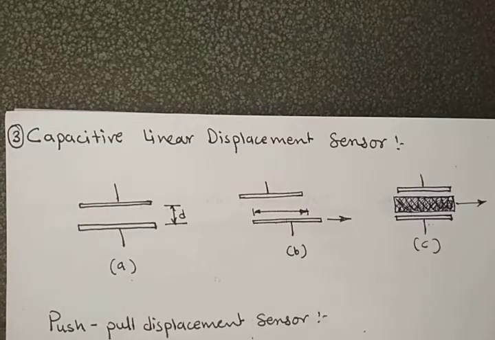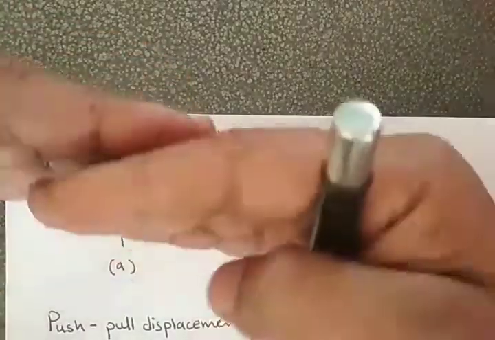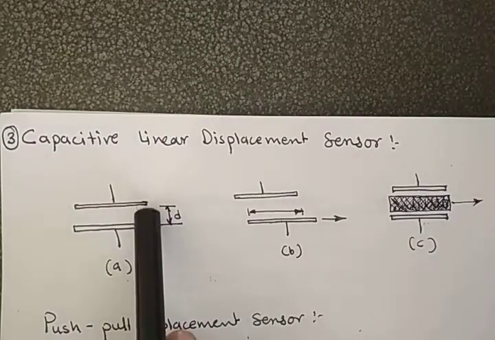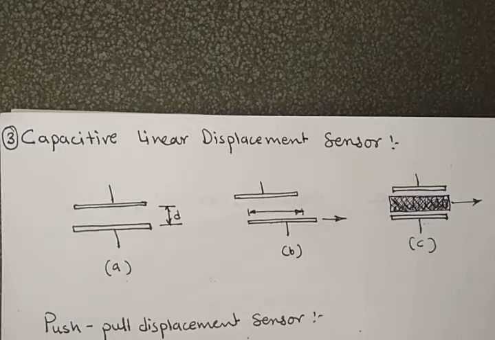Now in the first figure, you can see that one of the plates is moved by displacement, so that the plate separation changes. Here we are separating the plates like this. So the distance between those plates gets changed, and so the capacitance of that sensor will change. We can observe that easily.